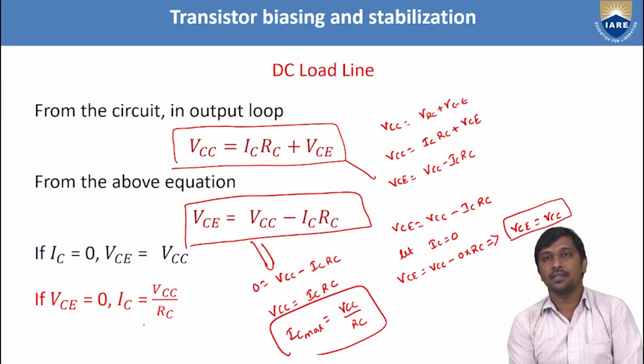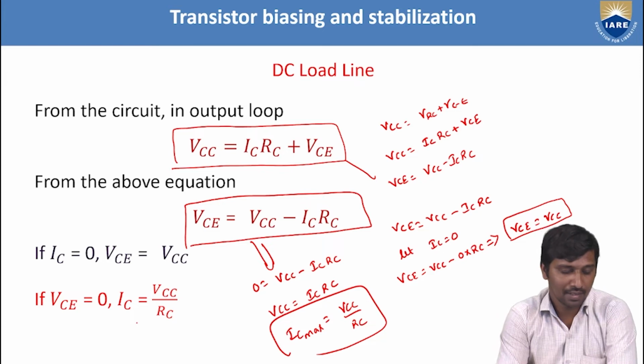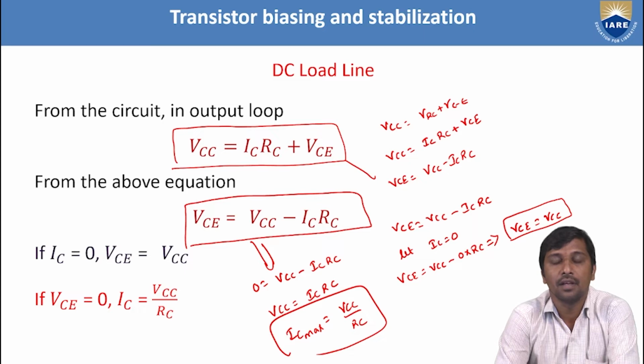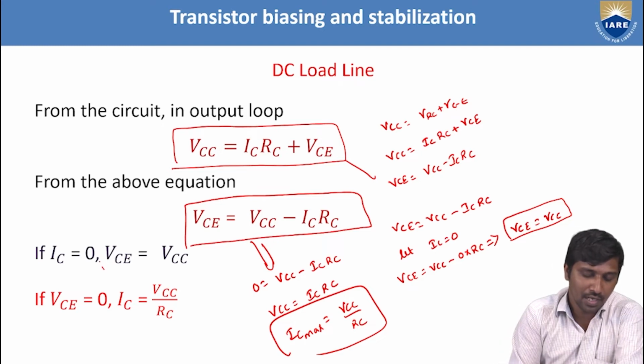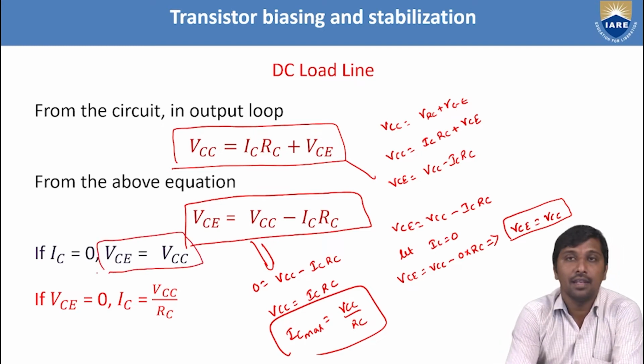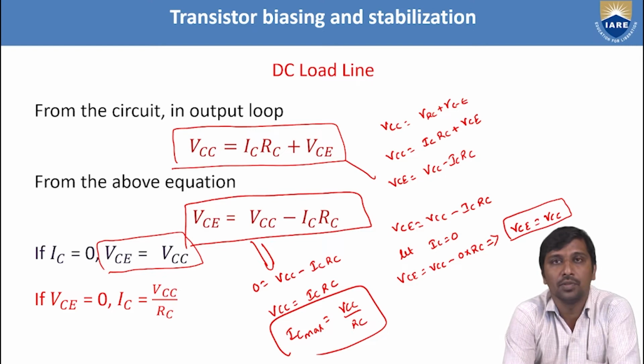So these are the two coordinates we observed at the minimum collector current and minimum output voltage. At minimum collector current, the output voltage is approximately equal to VCC. Why? Because the current is not flowing on the output side. The output junction is reverse biased. So we know that under reverse bias, the voltage across the diode is approximately equal to the given input voltage. Hence, here also it satisfies the same relation.